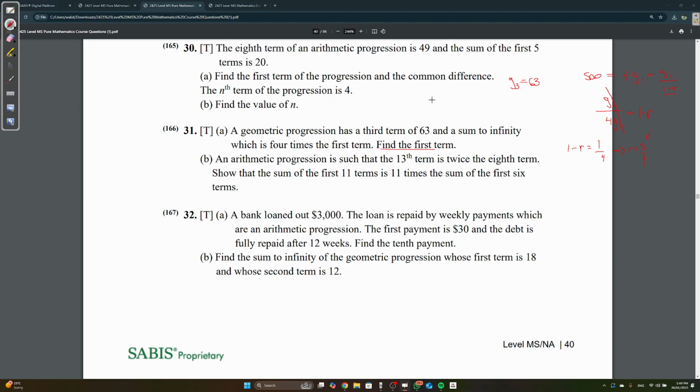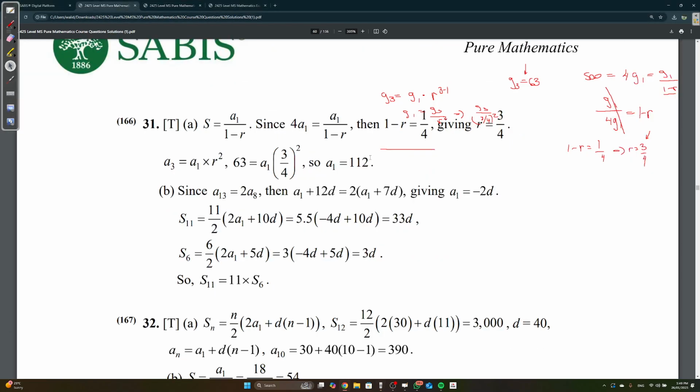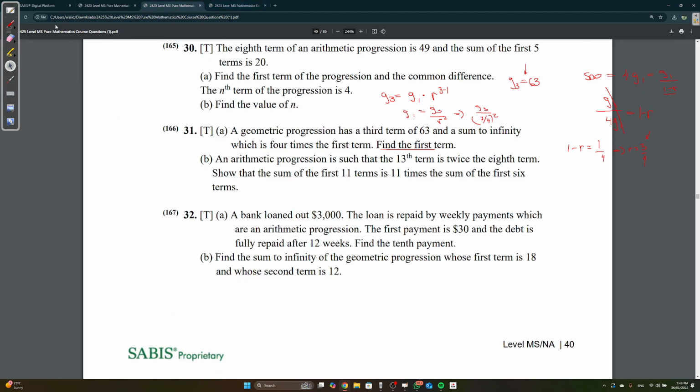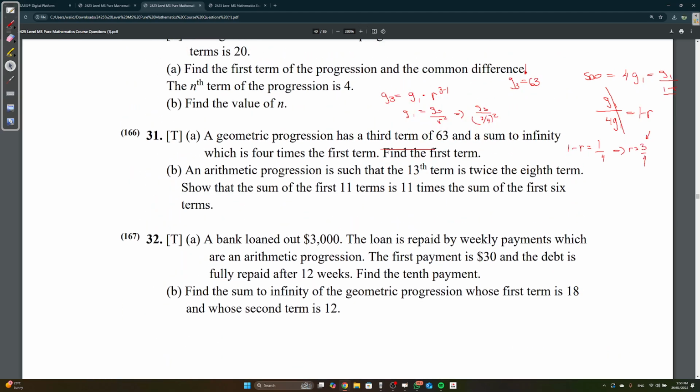Can we find the first term? Yes. What do we know? We have the third term. The third term is equal to G1 times R to the power of 3 minus 1. So to find G1, it's simply G3 over R to the power of 3 minus 1, which is just R squared. So G3 over 3 over 4 squared. Let's do it on our calculator just so you can see. 63 over 0.75 squared. You're going to get 112. Let's see, is that correct? 112.